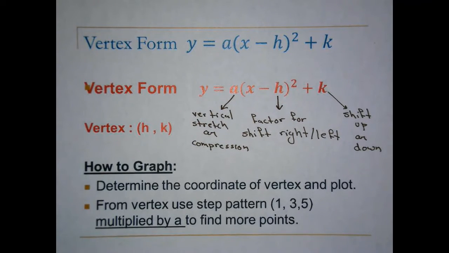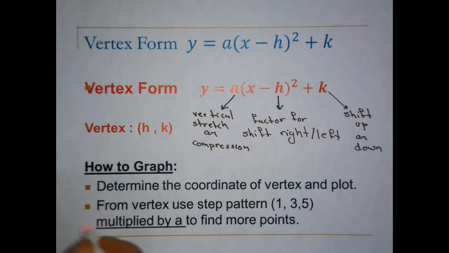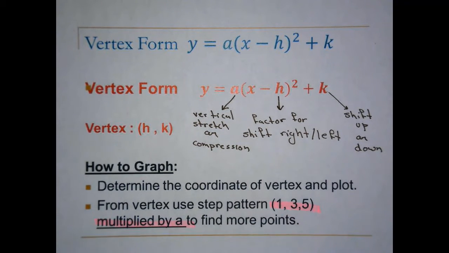Now, how are you going to graph? You start with the coordinate of the vertex and plot it. So you're going to put one dot representing the vertex, and then you have to find your step pattern by starting with the original step pattern 1, 3, 5, and you multiply that by a to give you the new step pattern, and that will help you to find more points. So let's get started and do some examples here.